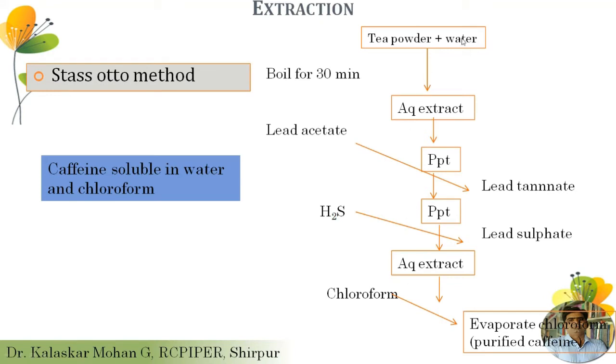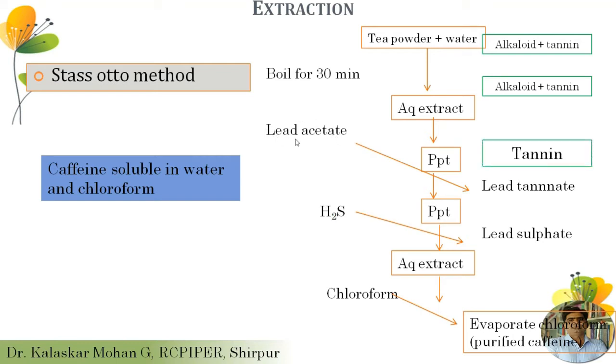Here, tea powder is extracted with or boiled in water for 30 minutes. This becomes an aqueous extract, which is subjected to filtration. This aqueous extract contains the alkaloid and tannins, because in boiling water caffeine is highly soluble, as well as tannins. To remove the tannins, an excess amount of lead acetate is added. Lead acetate is a metal reagent which leads to the precipitation of tannin as lead tannate.